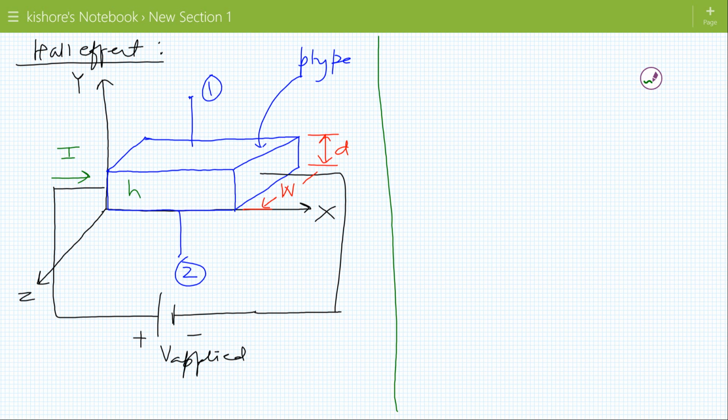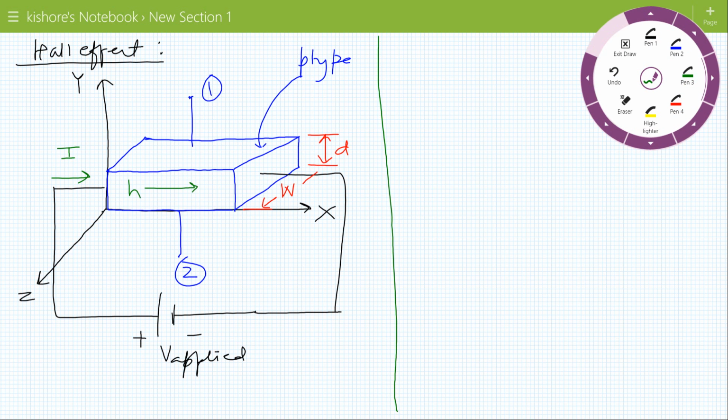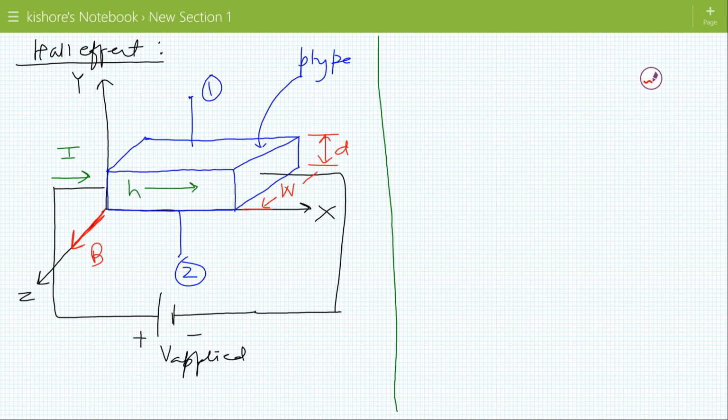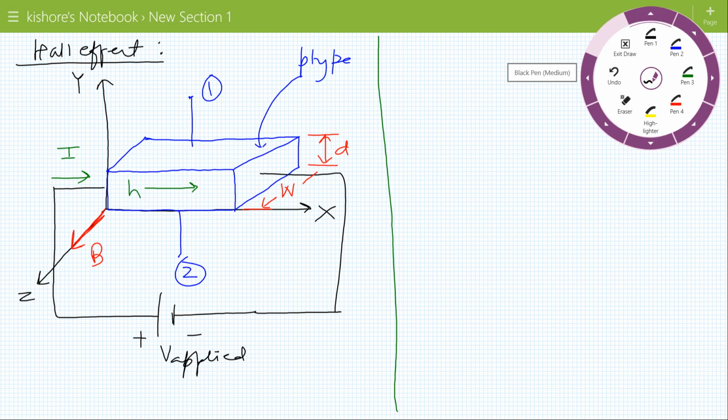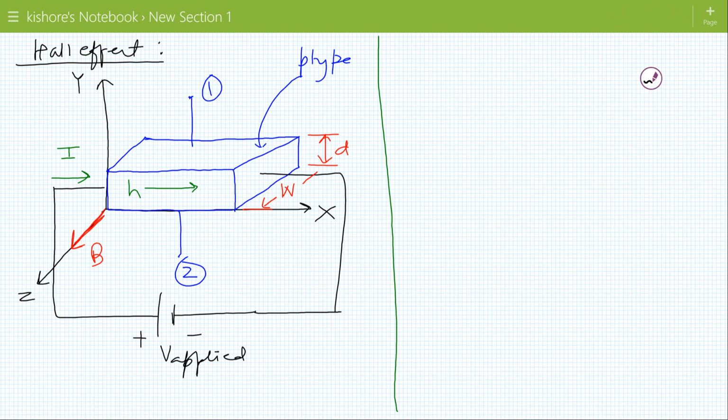So holes are the majority charge carriers and they will move from left to right, that is, in the positive x direction. The magnetic field is operating in that direction. Now we have moving charged particles, the holes, moving in the presence of a magnetic field.